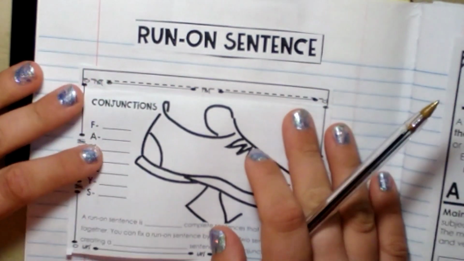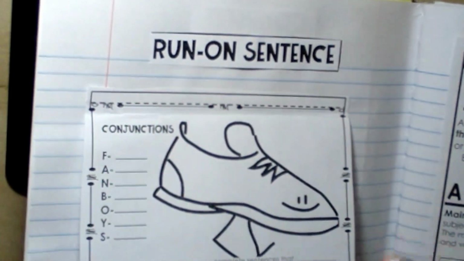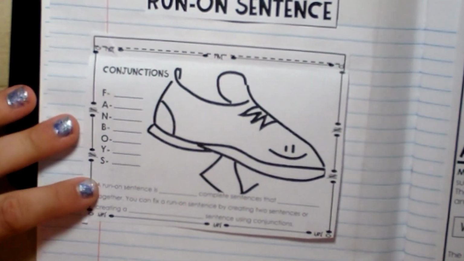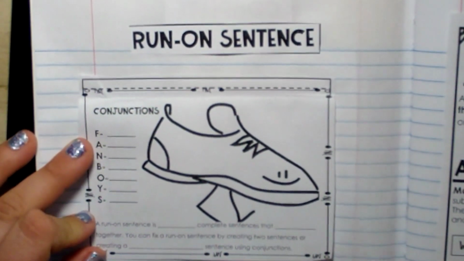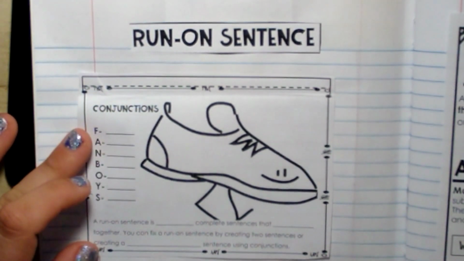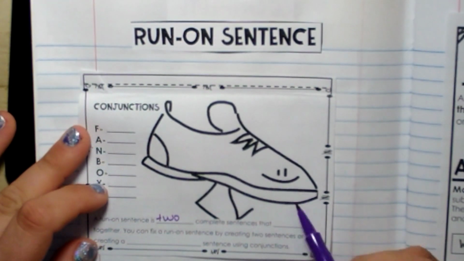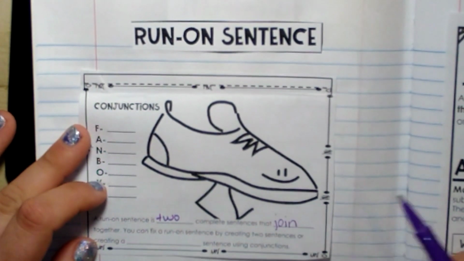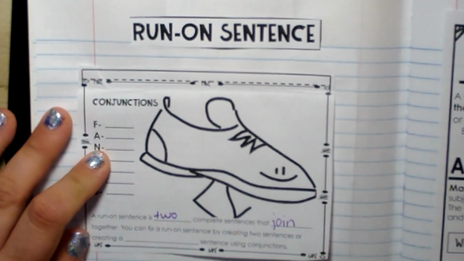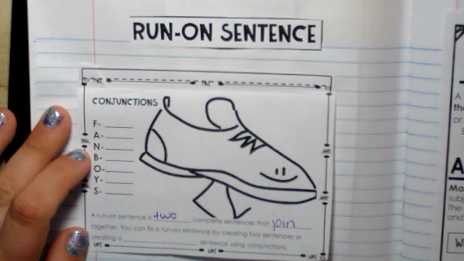All right. So I'm going to grab my Flair pen and we're going to do run-on sentences. A run-on sentence is two complete sentences that join together. So in other words, it is two complete sentences that are squished together to make one sentence. And you can actually divide them into two sentences.